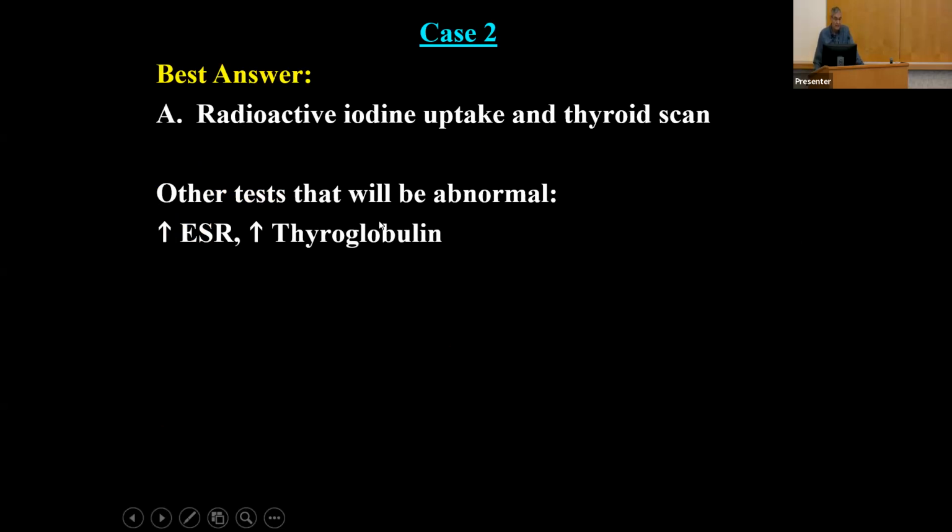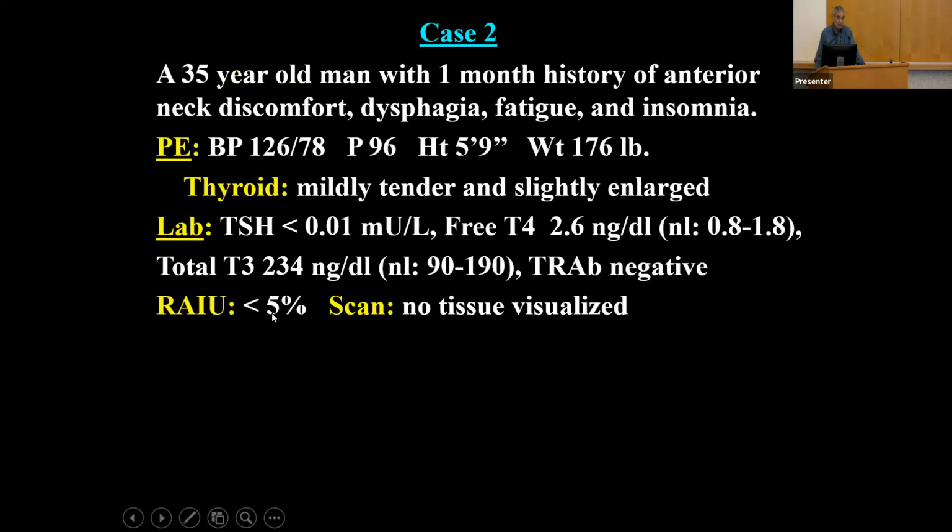So other tests that are going to be abnormal in a person that probably has subacute thyroiditis, the SED rate will be very high. And because the gland is inflamed and spilling out its contents, thyroglobulin levels will be high. So you can make a presumptive diagnosis without nuclear medicine studies by measuring a SED rate and a thyroglobulin. So his radioactive iodine uptake was undetectable and no tissue was visualized on the scan. So he's probably got subacute thyroiditis.